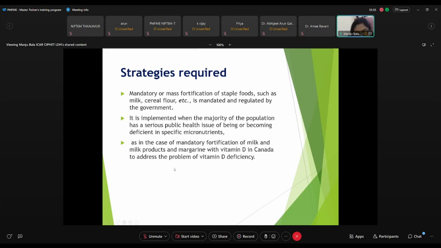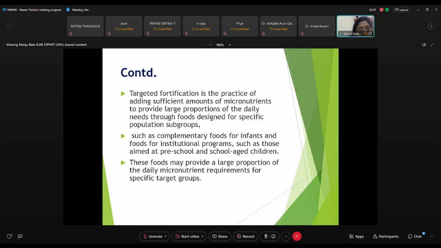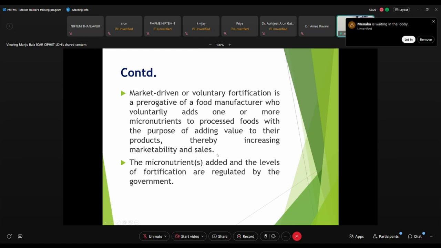FSSAI has recommended that vitamin A and D should be fortified. Targeted fortification is the practice of adding a sufficient amount of micronutrient for a specific population. Same as in the case of some government schemes for preschool and school-going children, whatever nutrients they require should be added in their diet. Anemia is there in India, so iron fortification is recommended.